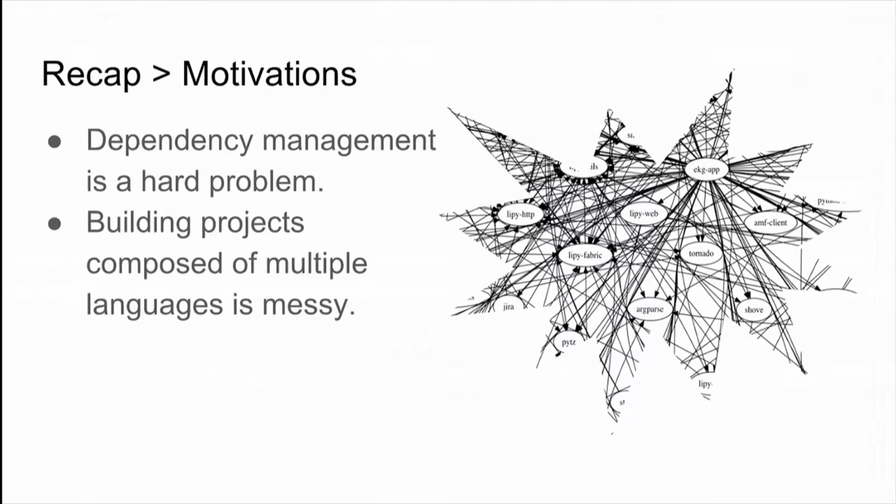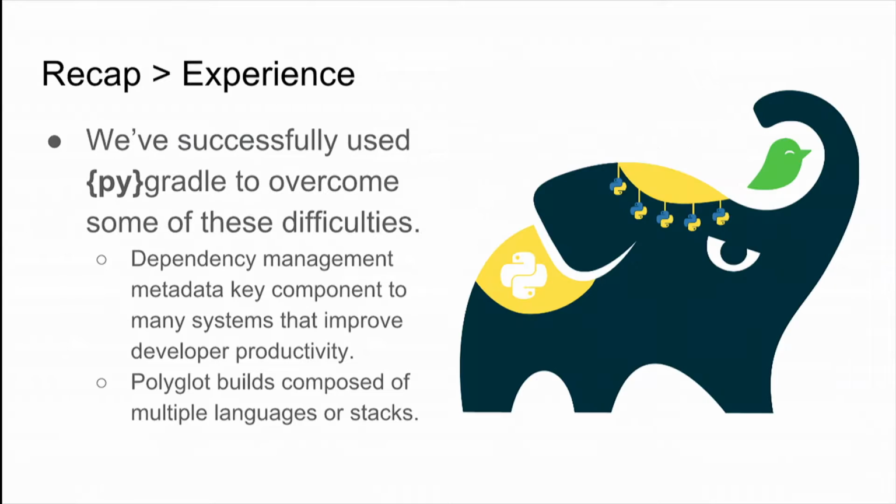Second, building projects composed of multiple languages in and of itself is not a hard problem, but the solutions tend to be very messy. In 2 slides, I'll talk a little bit more about that. I'll give us a real-world example. So I'm going to punt on that for now. To make a long story short, we've had great success with Gradle. Dependency management is a key component to various systems that we power at LinkedIn that seek to improve developer productivity. And Polyglot Builds, this multilingual build, is an old idea now for us.